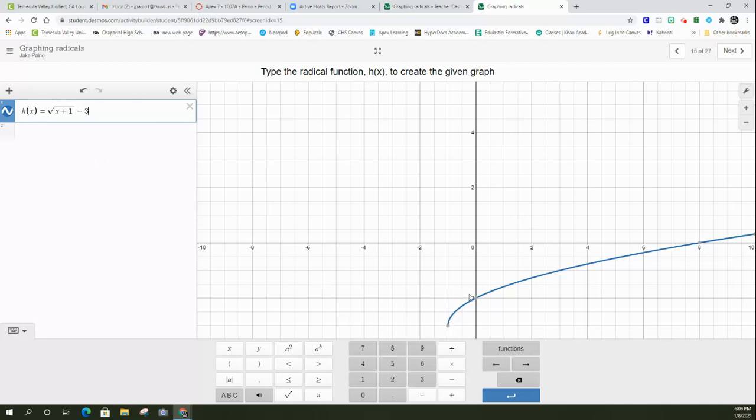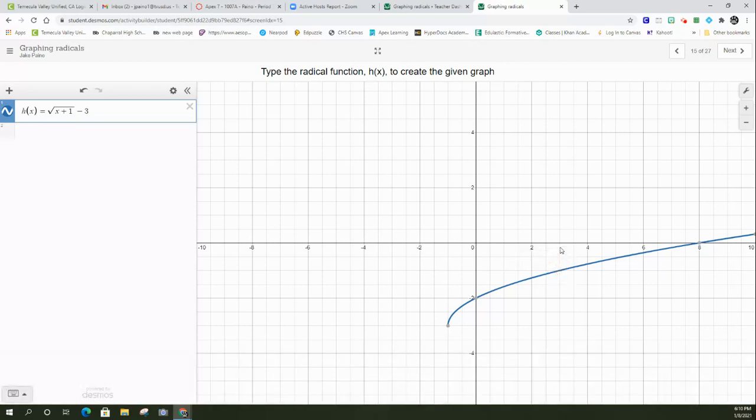Up 1 over 1, up 1 over 3, up 1 over 5. So again, let me show you that one more time. Up 1 over 1, up 1 over 3, up 1 over 5.